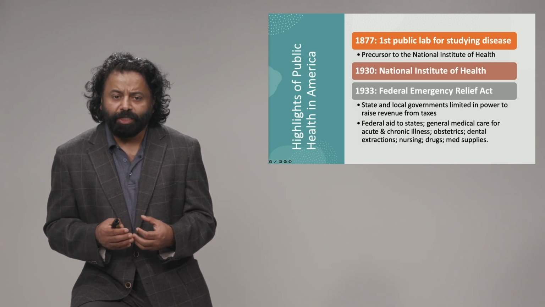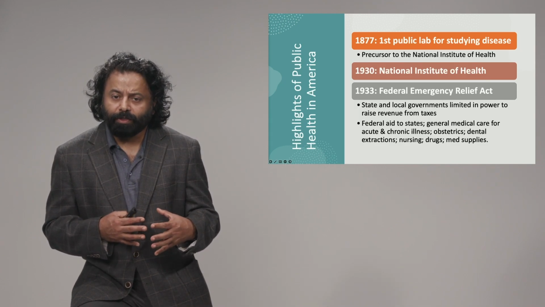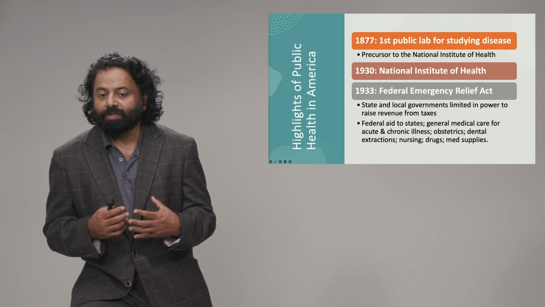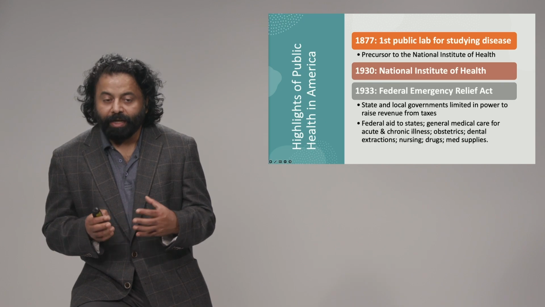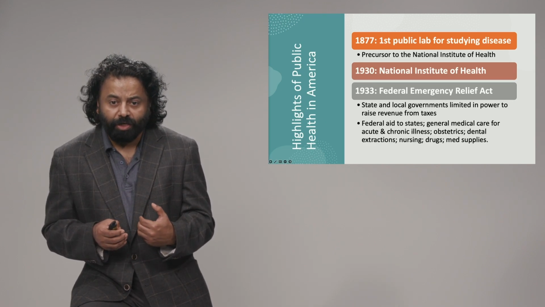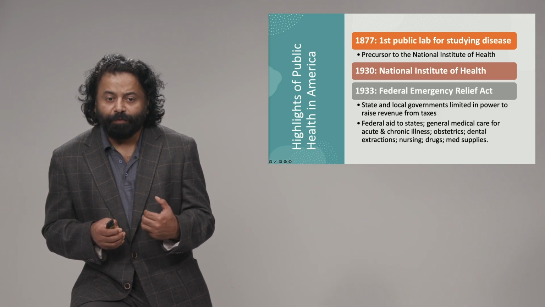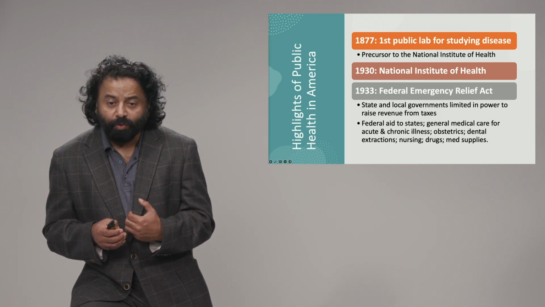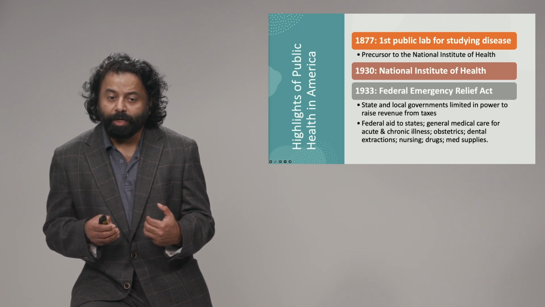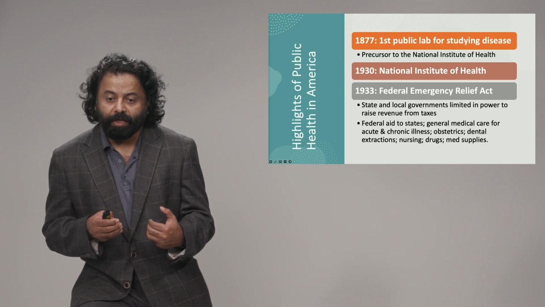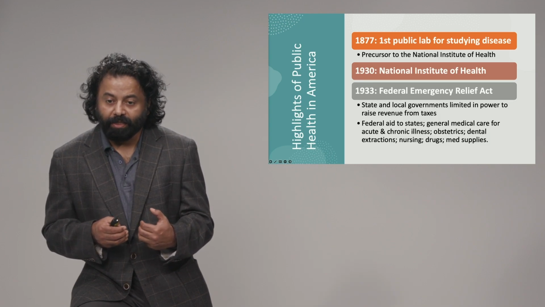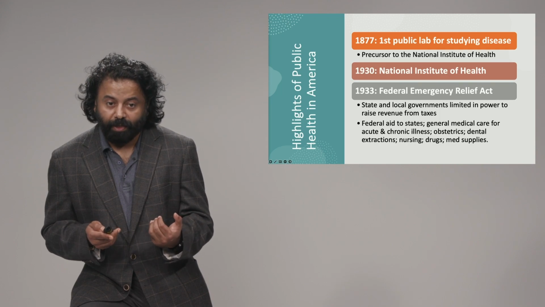In 1887, the first public laboratory for studying disease opened in Staten Island, New York, a precursor to the National Institutes of Health, which exists today. In 1930, the National Institute of Health was created. In 1933, the Federal Emergency Relief Act was passed. The act provided federal aid to states authorizing medical care for acute and chronic illnesses, obstetrical services, emergency dental extractions, bedside nursing, drugs, and medical supplies. Not all states participated in that.